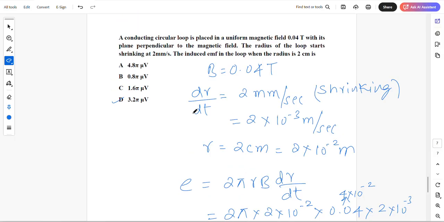Hope you understood this. You might have enjoyed this video by solving these kinds of problems based on change of area in a magnetic field.